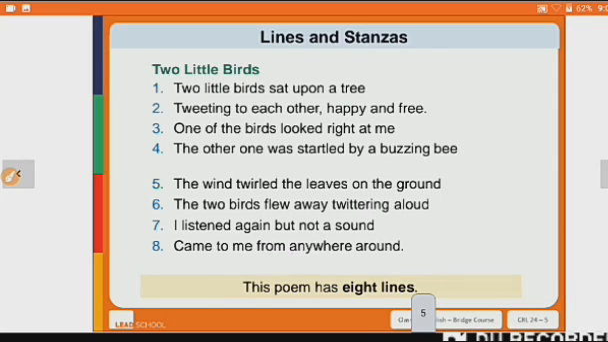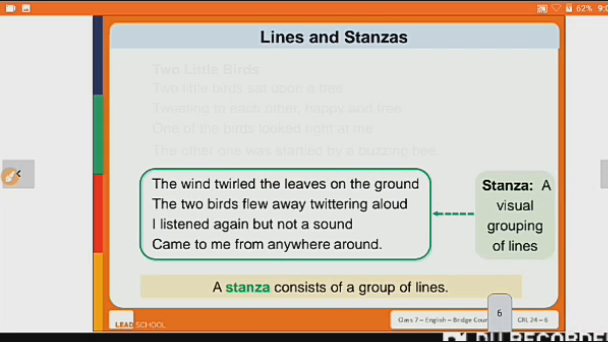the poem has 8 lines. So first we will number the lines: 1, 2, 3, 4, 5, 6, 7, 8. Okay, so how many lines are there? 8 lines are there. So this poem has 8 lines. The wind twittered the leaves on the ground. The two birds flew away, twittering around. I listened again, but not a sound came to me from anywhere around. So that is called a stanza, a visual grouping of lines.